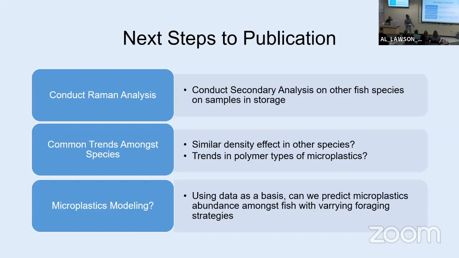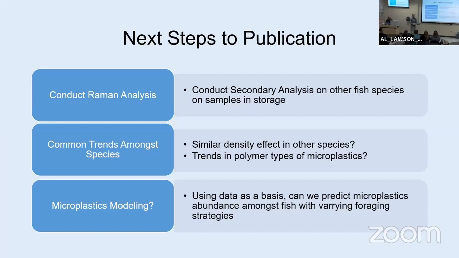The common trends amongst species we need to assess for: is there a similar density effect in other fish species? And what are the trends in polymer types of microplastics? And can we see that density stratification amongst different foraging ecologies like filter feeders, benthic deposit feeders, active predators, and so on and so on?